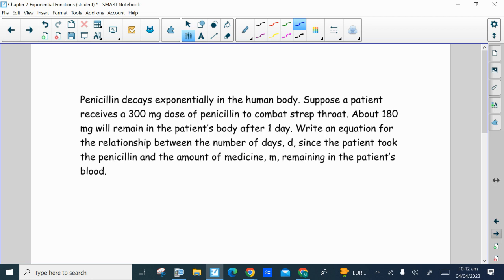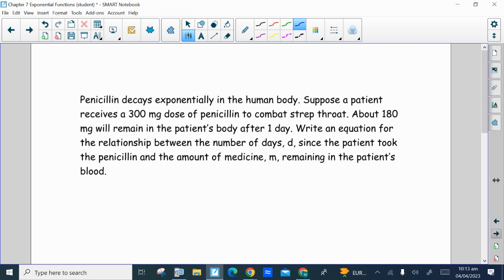Instead of giving a graph, sometimes they'll give you a scenario. It says penicillin decays exponentially in the human body. Because it's decaying, that is a decreasing function. Remember, that means our base has to be between 0 and 1. It's got to be a decimal. If it's an increasing function like the last two, that means the base is greater than 1, and it was. But this is a decreasing function.